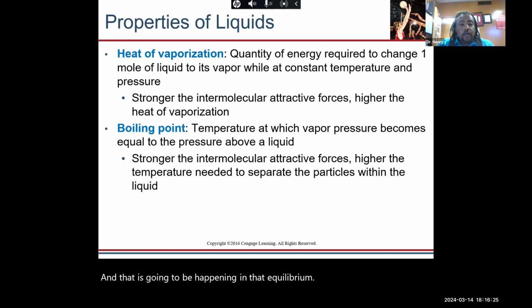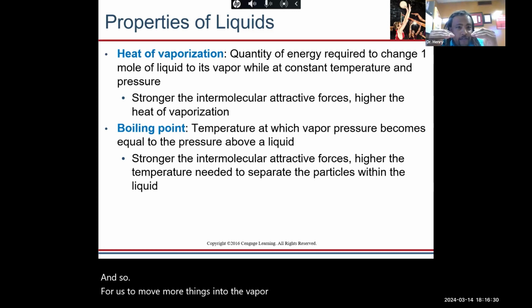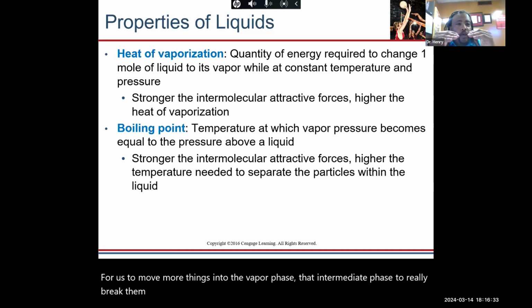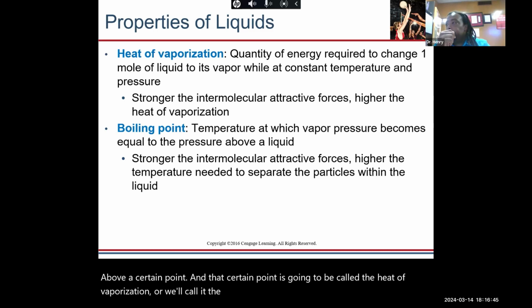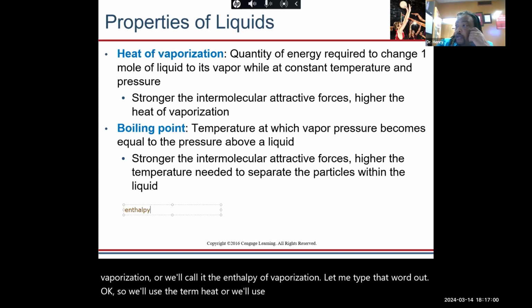And so for us to move more things into the vapor phase, to really break them free, we need enough energy that's above a certain point. And that certain point is going to be called the heat of vaporization, or we'll call it the enthalpy of vaporization. Let me type that word in. So we'll use the term heat, or we'll use enthalpy.